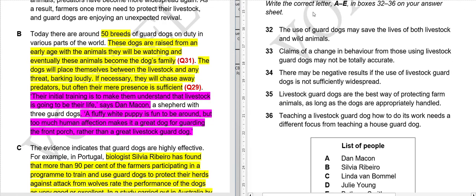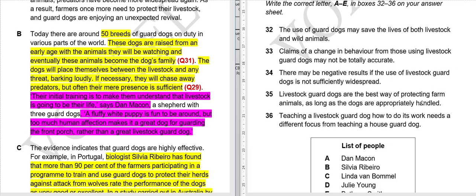The use of guard dogs, okay, this color. The use of guard dogs may save the life of both livestock and wild animals. So there is nothing about saving life. They are just saying that dogs are being taught that livestock is going to be their life, and the difference between a house dog and a guard dog. Claims of a change in behavior from those using livestock guard dogs may not be totally accurate. So we have read, but it is not of Dan.